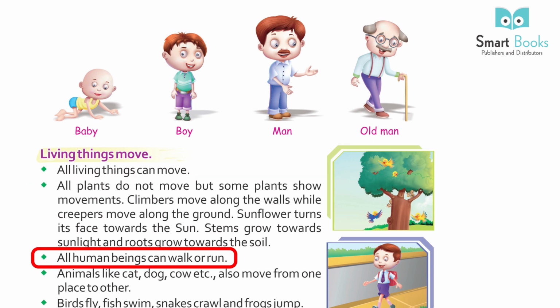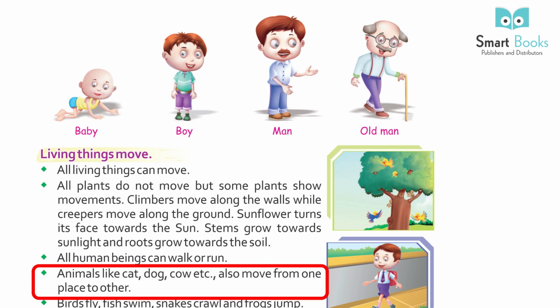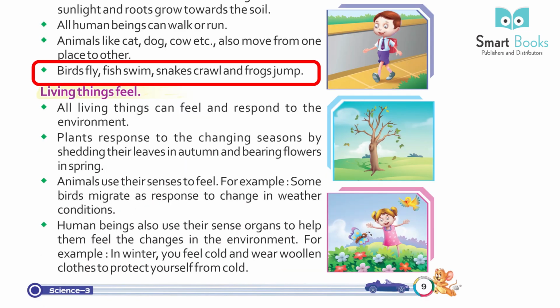All human beings can walk or run. Animals like cat, dog, cow, etc. also move from one place to another. Birds fly, fish swim, snakes crawl and frogs jump.